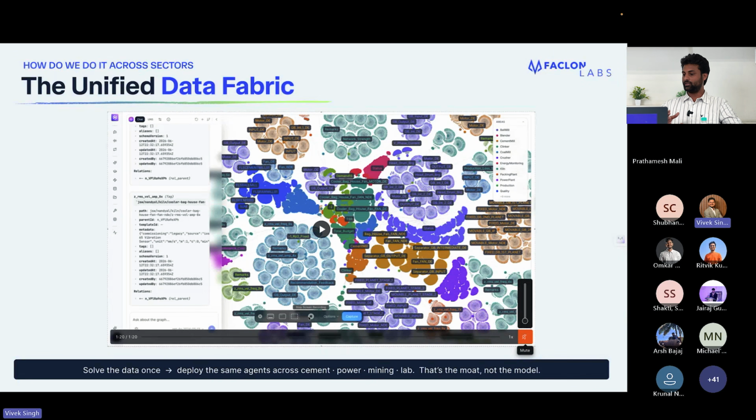And then the agent, using our tool, draws these correlations, draws these parallels, and connects all of these nodes together. This essentially becomes our unified data fabric. So whenever we deploy any of these agents, in the case of the CEG sector or the power plant or cement, these agents are now traversing through all that information in our unified data fabric.